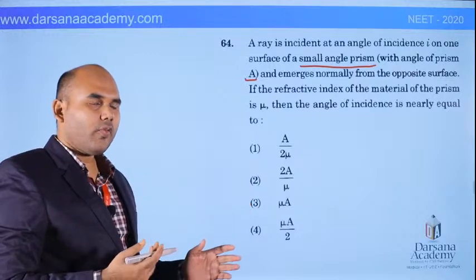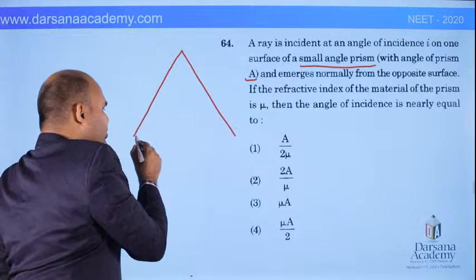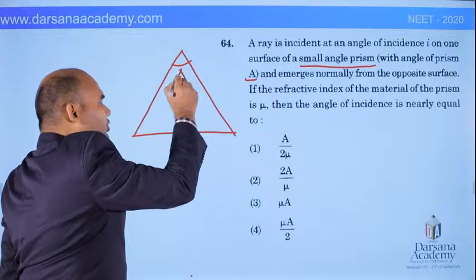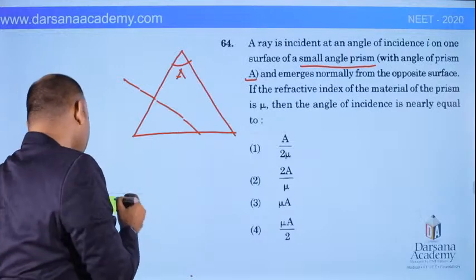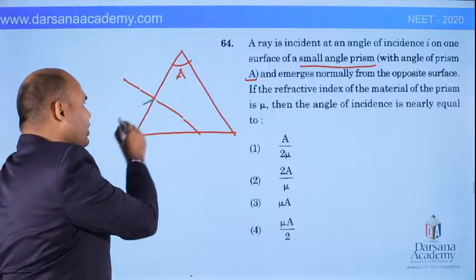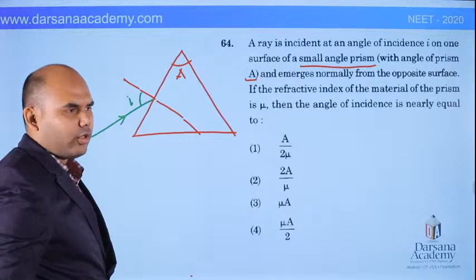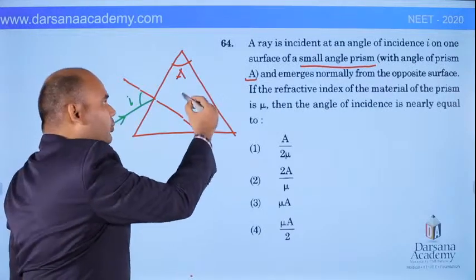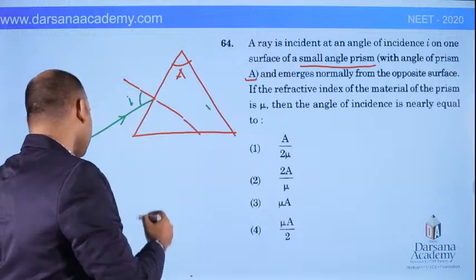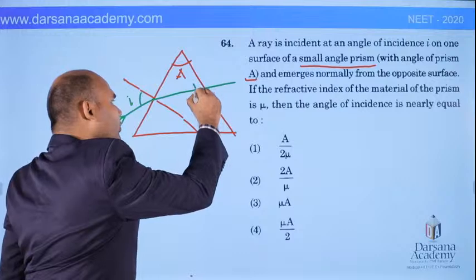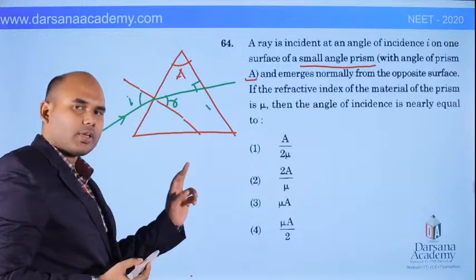Normally means what? Angle of emergence will be 90 degrees. So let us draw a figure here. Let us suppose this is a very thin prism. Angle is A, and draw the normal here. Say the incident ray is this one, and the angle of incidence is I. But when it enters the prism, it will come out of the prism normally, meaning perpendicular to this face surface. So it will be like this one. This angle will be 90 degrees. Say this angle is R, and here the refractive index is given as mu.